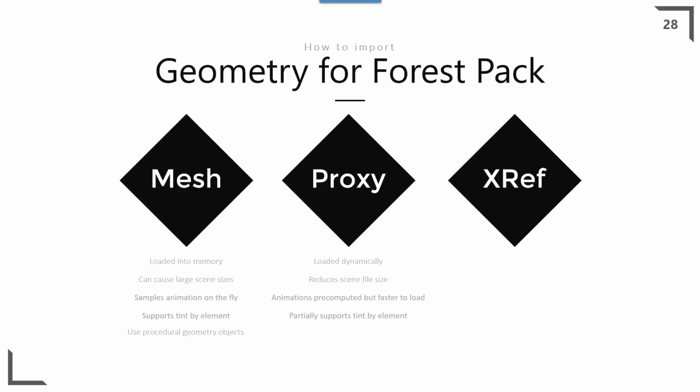So in that case, I'd probably use Mesh or XREF, which is loaded into memory. So that's not so good. But it does reduce the scene file size, which is probably the biggest reason people use proxies. It does also have the ability to sample animations on the fly, and it supports tint by element. So of the 3 choices, that's generally the one I go for.